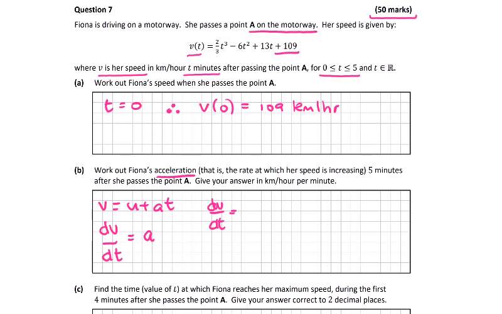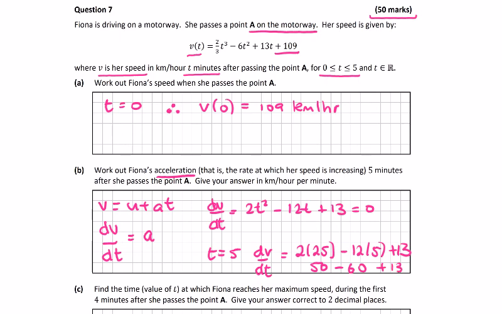is equal to 3 by 2/3, which is just going to be 2t squared minus 2 by 6, 12t plus 13. At t is equal to 5, dv dt is equal to 2 by 5 squared minus 12 by 5 plus 13. So 50 minus 60 plus 13 is 3 kilometers an hour per minute.